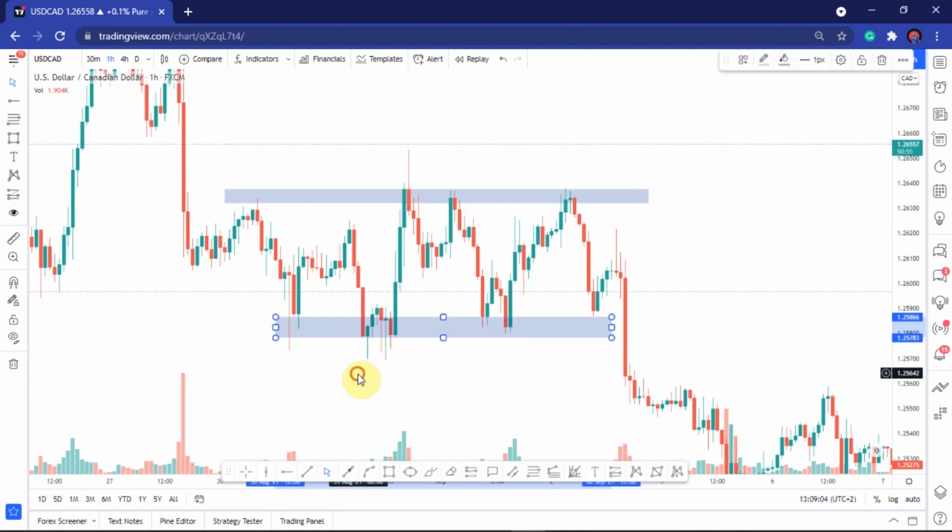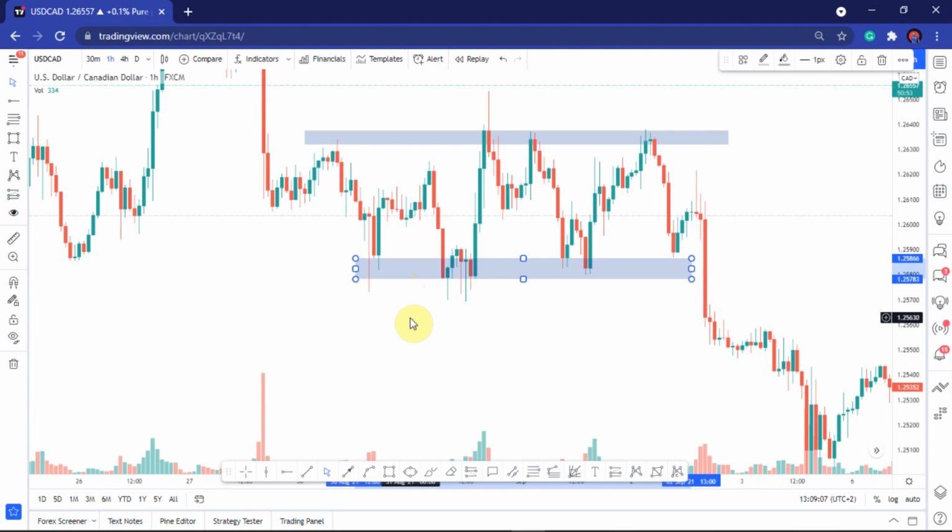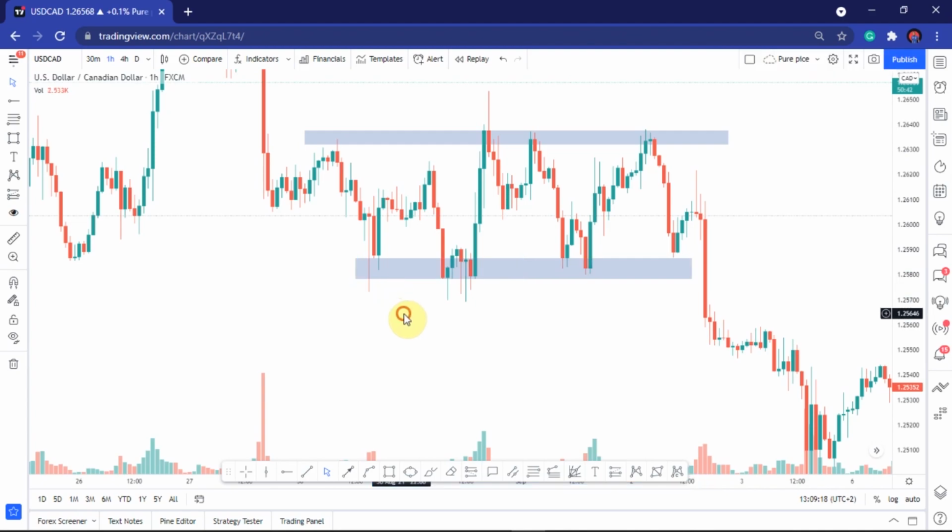Even when it comes to support, a support that has been tested multiple times becomes a little bit stronger and stronger. Why? Because the price is moved by mass psychology, and usually people like to repeat their actions. For an example, if they bought price here at 1.25, it is likely that even in the future, when price comes around 1.25, they will do the same thing. Same thing applies when price comes around 1.258 somewhere, they will do the same thing. So these levels, what makes them important is them being touched multiple times.